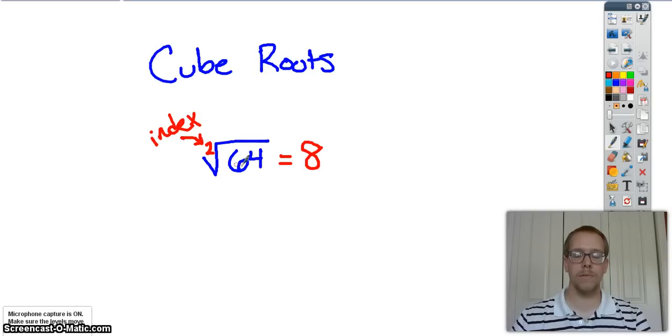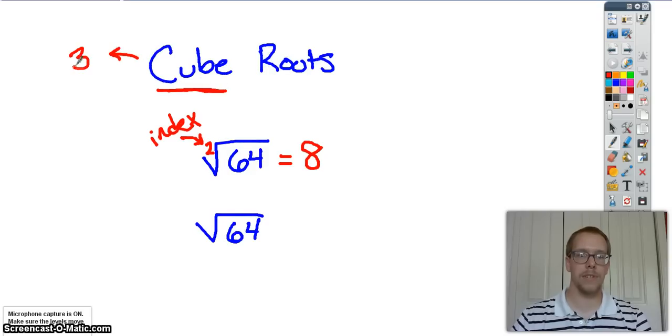Okay? And that's square roots. Well, what if I want to deal with cube roots? Let's go back and insert our symbols again. The only thing that changes is the index. Notice cube, that should elicit in your mind 3. Notice a cube is a three-dimensional object. So instead of an index of 2 when we dealt with square roots, we have an index of 3. So what multiplied by itself 3 times would give us 64?